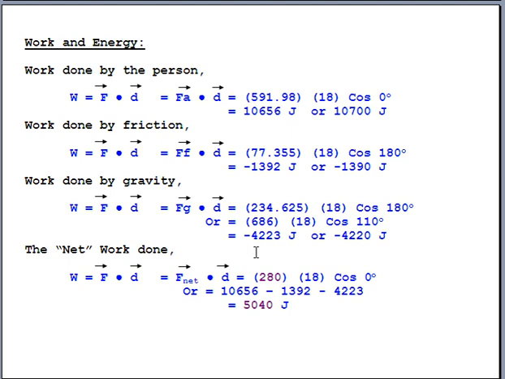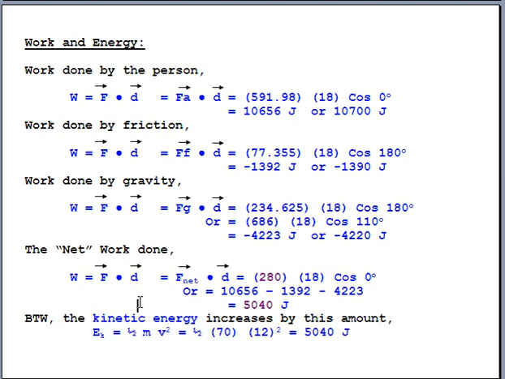Now, next day, actually it's 2 days down the road, we're going to start to take a close look at conservation of energy. And we're going to ask the question, well, if we've got all of the works adding up to 5,040, some are positive, big positive 10,000 here, and some are negative, and you get this 5,040, what is that 5,040 doing? What's it accomplishing?